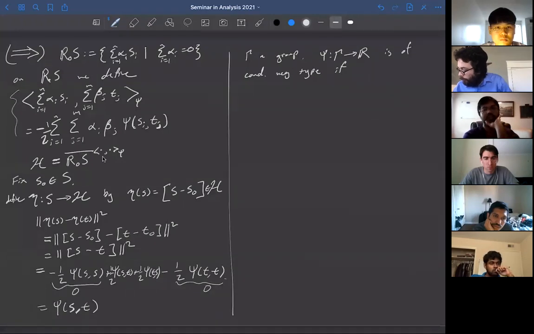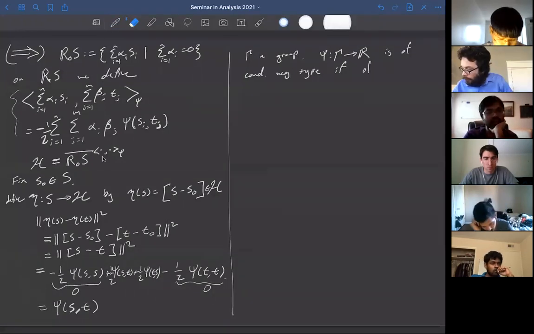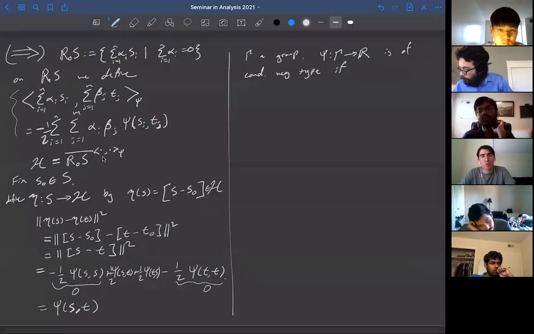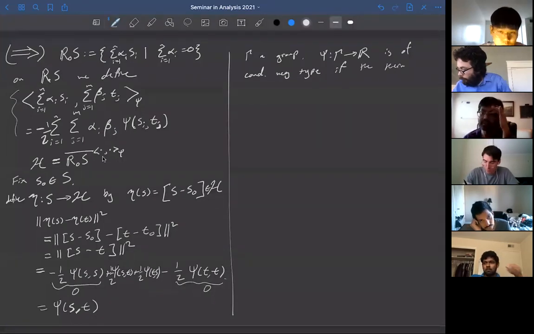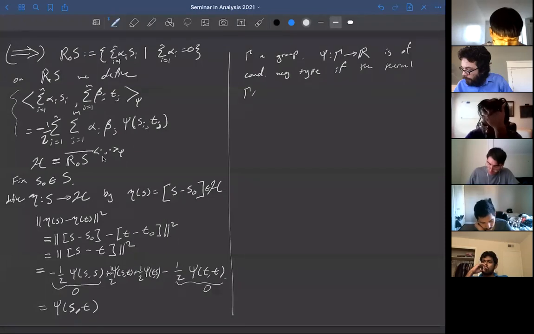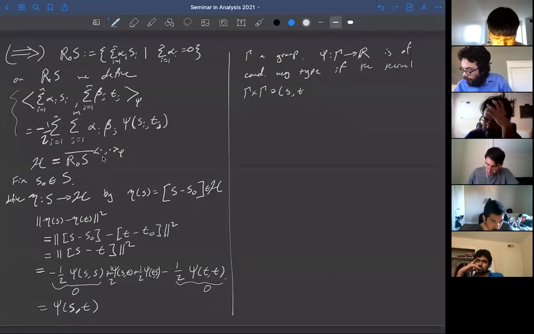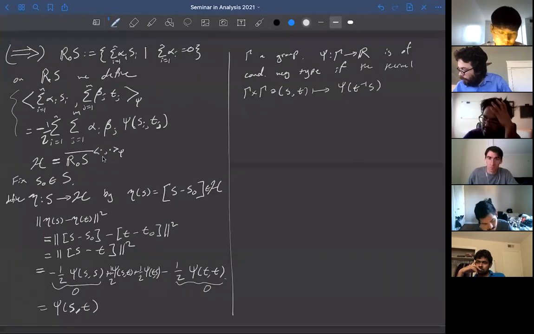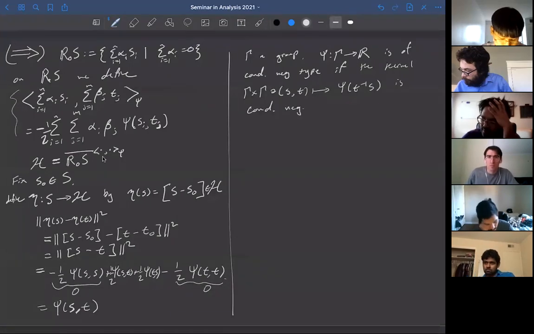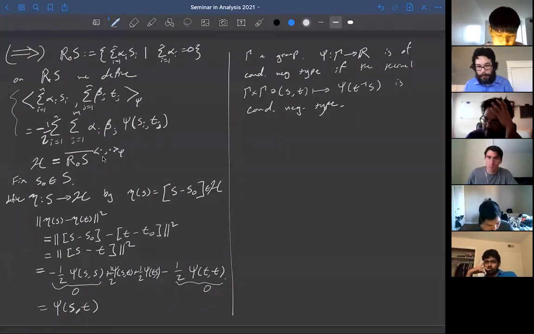Okay, it's conditionally of negative type if the kernel, which takes, again, gamma times gamma, here we take (S, T) and send it to C of T inverse S, is conditionally of negative type. So that's the definition of a conditionally negative type function on a group.